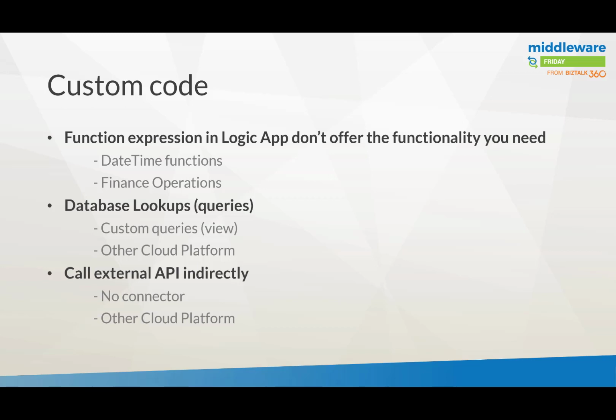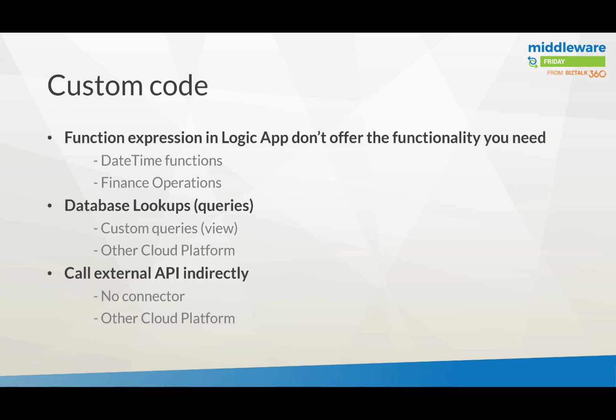Maybe you want to do a database lookup. There are, of course, database connectors, but maybe you need to do some kind of custom query, or maybe to a view that's not available yet in a connector, or maybe you need to call out to a database which resides on another cloud platform. Or maybe you have to call an external API indirectly. So yes, you can use a custom connector, but presumably maybe you want to do it through a function for a reason that might be, or maybe again you require to call a service on another cloud platform, and you might as well do that through a function.